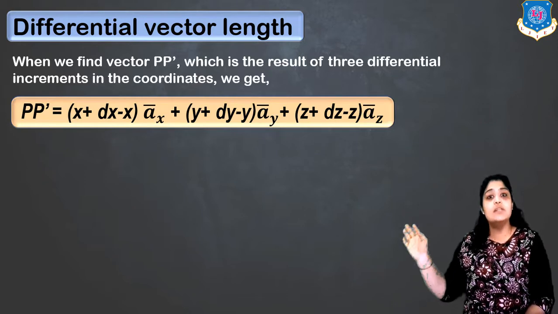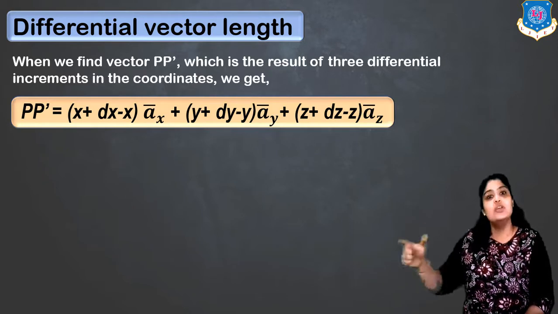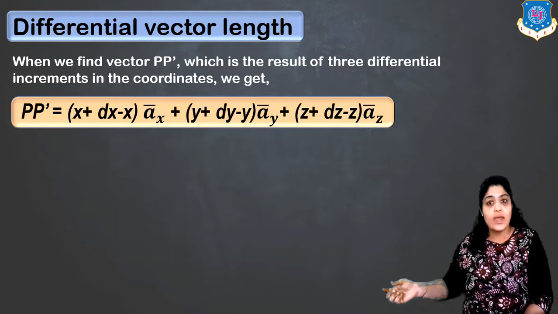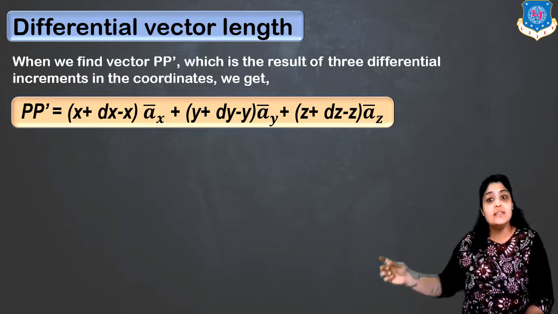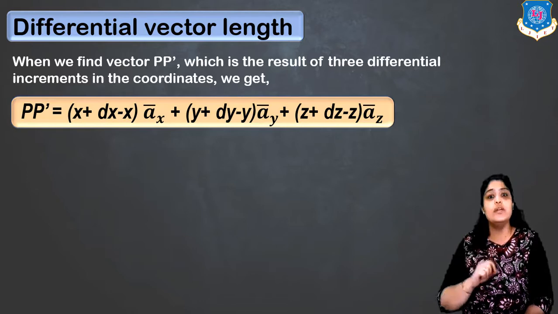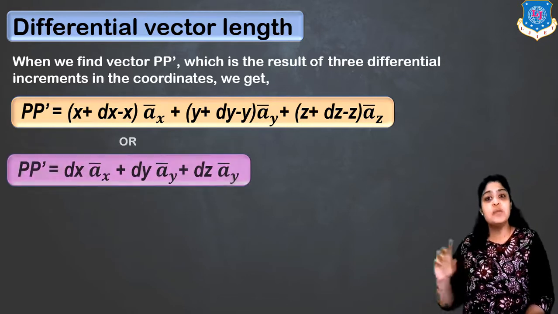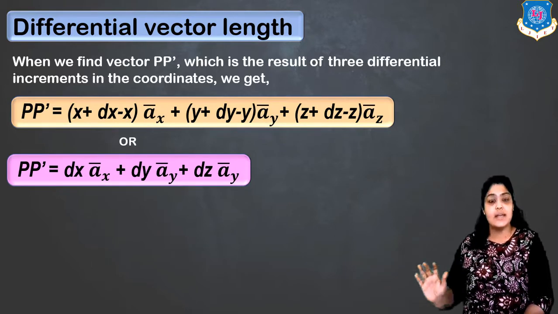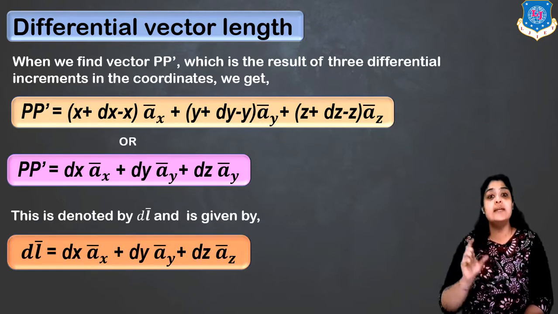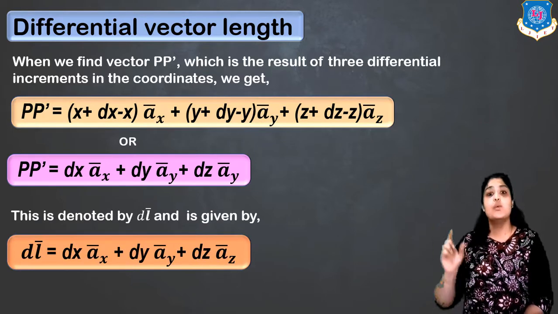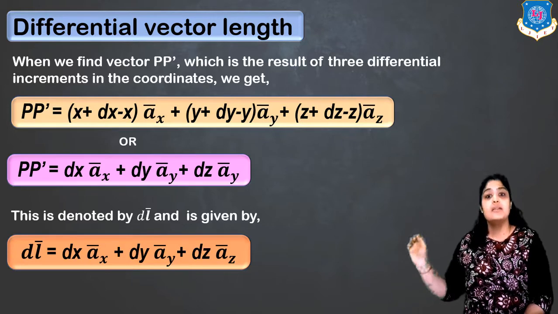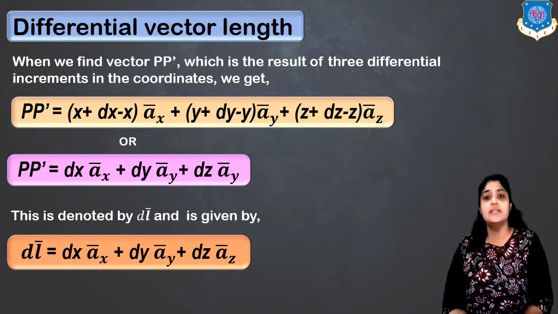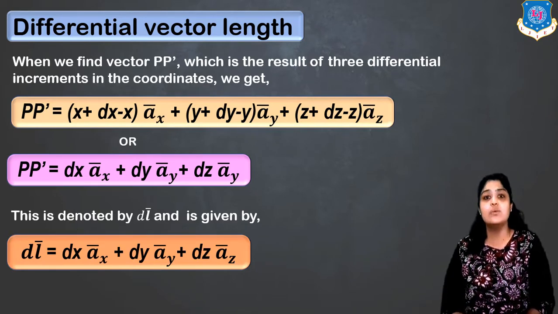So PP' is equal to (x plus dx minus x) into ax, where ax is the unit vector in the positive x direction. Then I have (y plus dy minus y) into ay plus (z plus dz minus z) into az, where az is the unit vector in the z direction. So this gives me PP' equals dx ax plus dy ay plus dz az. And this PP' is represented as the differential vector length, which is known as dl, equal to dx ax plus dy ay plus dz az. So this is how we represent the differential vector length in a Cartesian coordinate system.